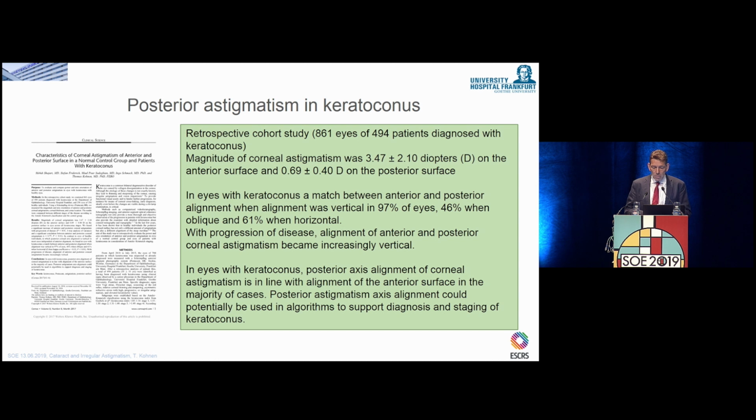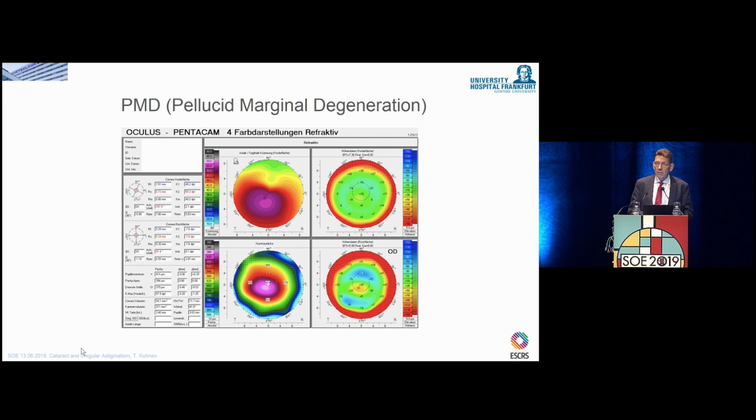And also we found that with progression of the disease, the alignment of the anterior and posterior corneal astigmatism became increasingly vertical. So in summary, the posterior is important here. In keratoconus eyes, we can use this to get better outcomes.